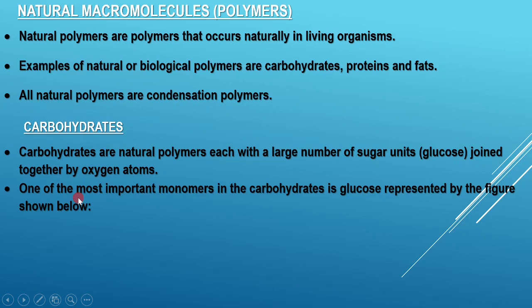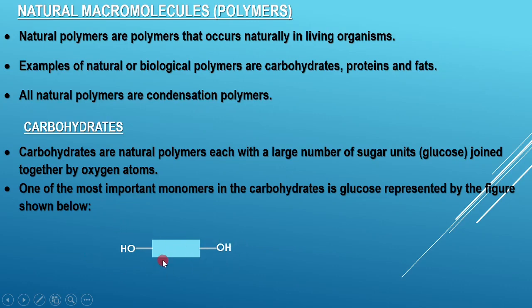So we are saying one of the most important monomers in the carbohydrates is glucose, represented by the figure shown below. So this is glucose here. All right, so this is glucose actually. So a glucose molecule will consist of two hydroxyl groups at each end. Okay, so there's a hydroxyl group here and also a hydroxyl group, and this block here represents actually a carbon chain. All right, so this is actually a glucose molecule.